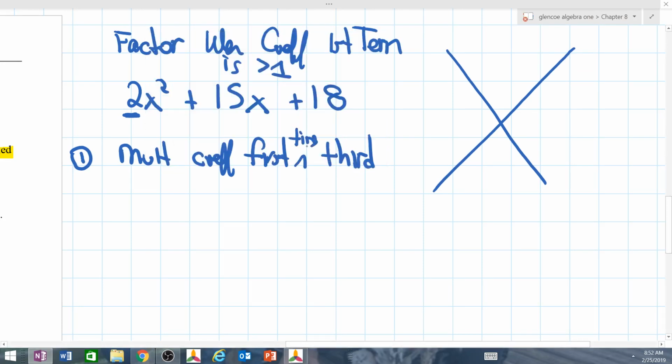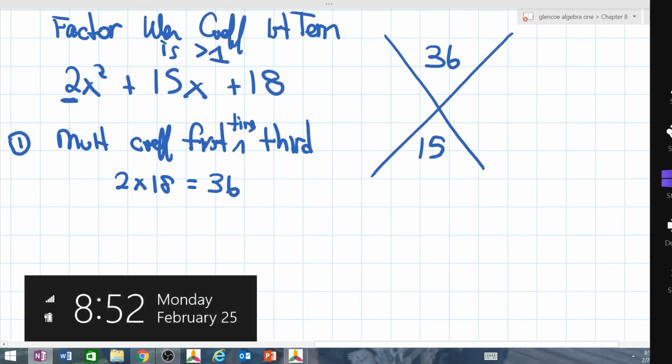Okay, so you're going to multiply. So 2 times 18 is what, guys? 36. So you're going to put the 36 up here. What multiplies to equal 36 and at the same time adds to equal what? 15. Okay, so let's think of all of the factors of 36.